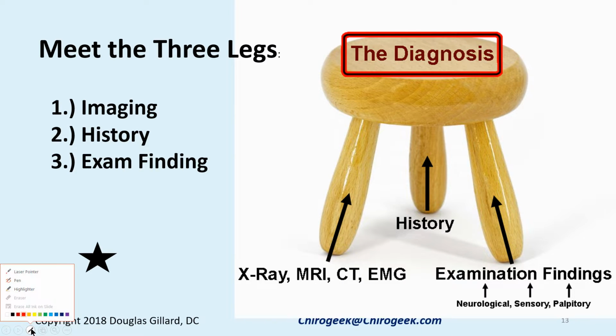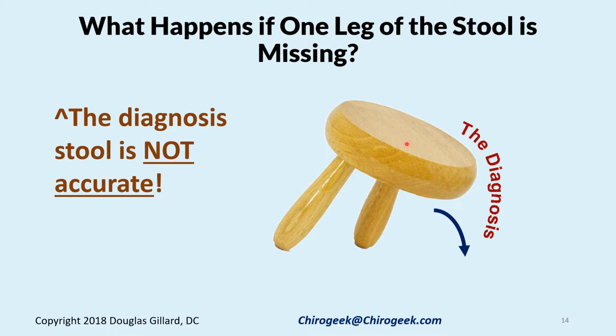I hope you could see my pointer there. And then importantly, you need examination findings. So these are all 3 data sets that you need to build the diagnosis stool, I call this. So it's a 3-legged stool. If you have all 3 of these data sets, you have a pretty sturdy foundation and you can make a pretty good diagnosis.